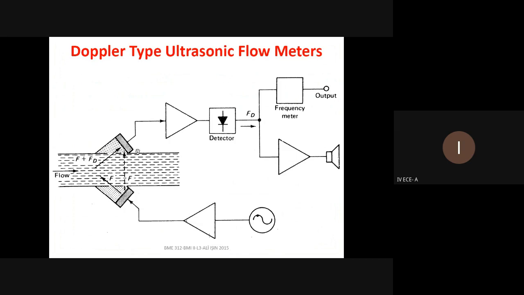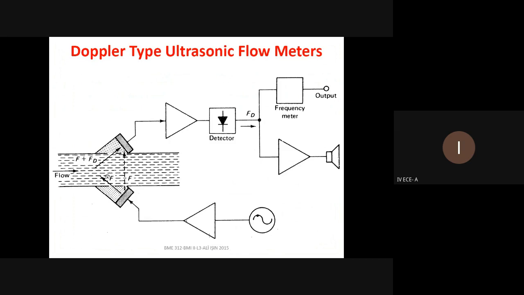A smaller part of the transmitted energy is scattered back and received by the second transducer opposite to the first one. The scattering occurs mainly due to the moving blood. The received signal has a different frequency due to the Doppler effect. The received frequency is F plus Fd or F minus Fd.